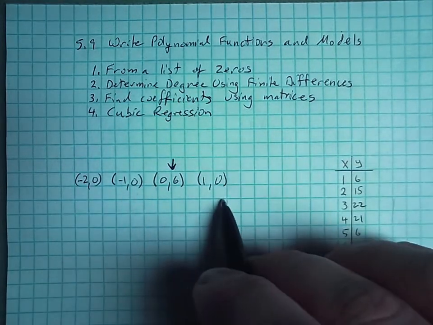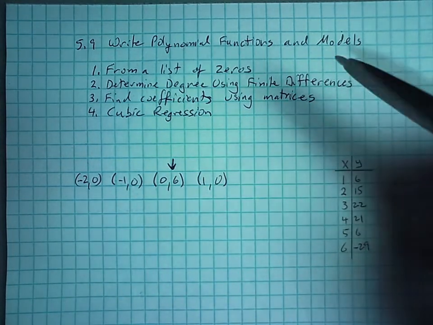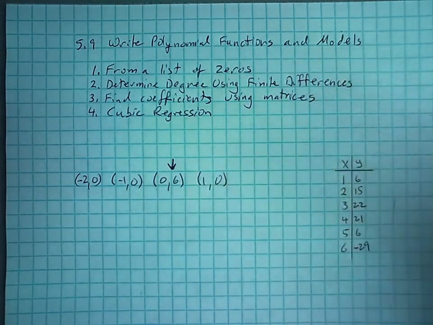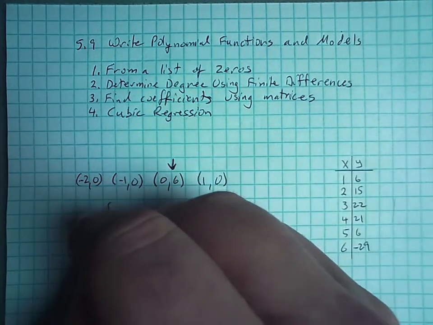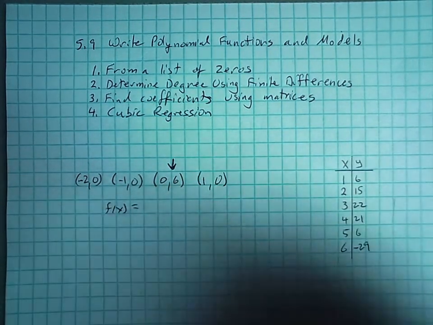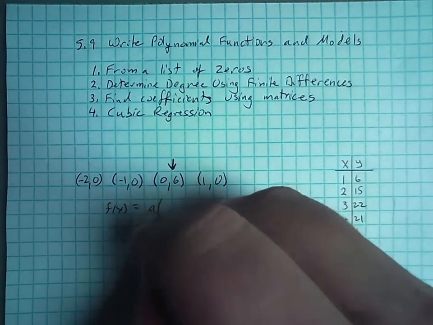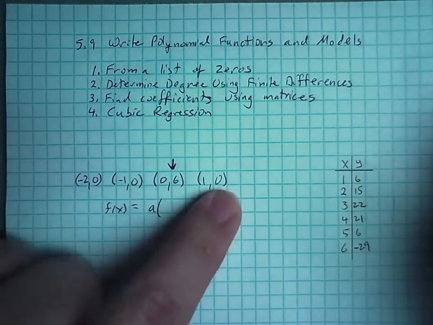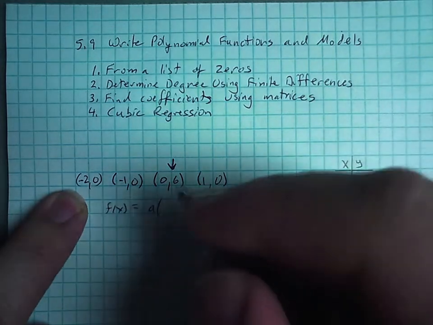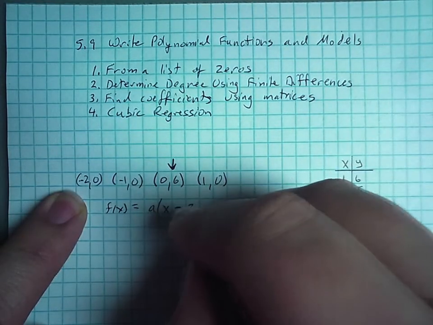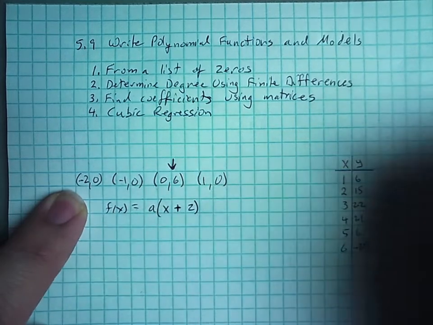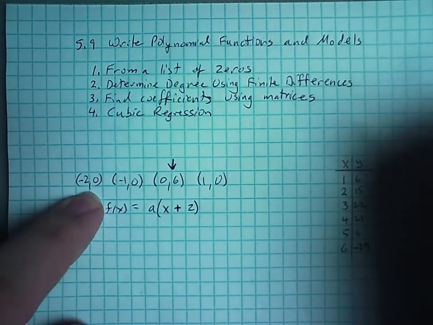Since there are 3 zeros, and I'm assuming I have the entire list, I'm assuming this is a third degree polynomial that I need to write. I'll put the leading coefficient out front. I'm going to create one factor for each zero. So my first zero is -2, which means the factor that goes with that is x plus 2. X minus -2 is x plus 2.